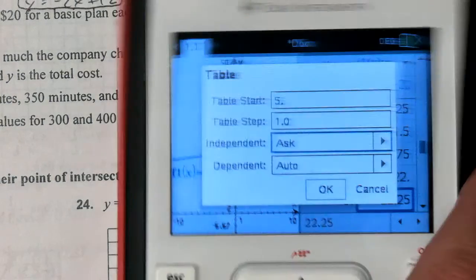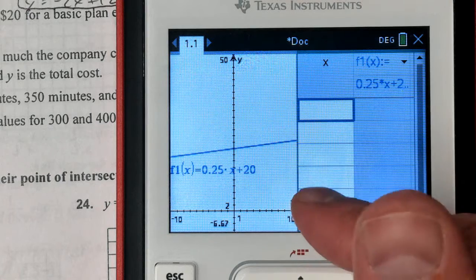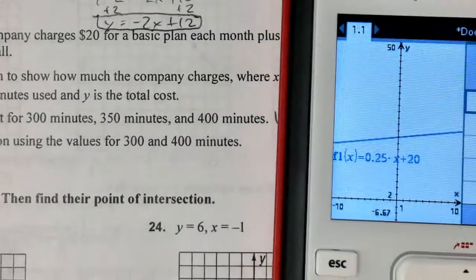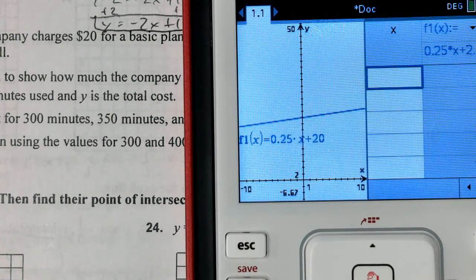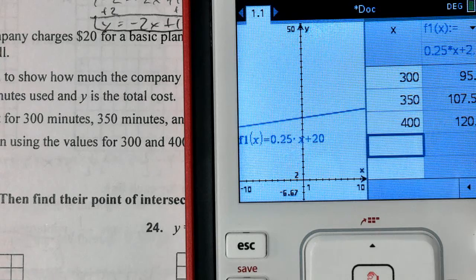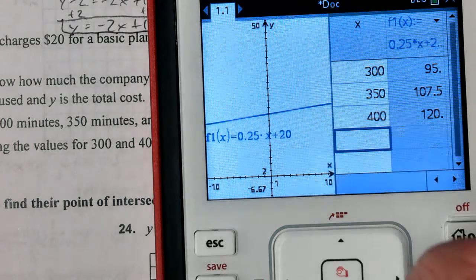And so then when you do that, it's less numbers in here. It's actually blank. And you type whatever you want. Remember, your independent variable would be your x. And so there we just typed 300, 350, and 400. And there's our answers. You could type whatever number you want. So those are our amounts.